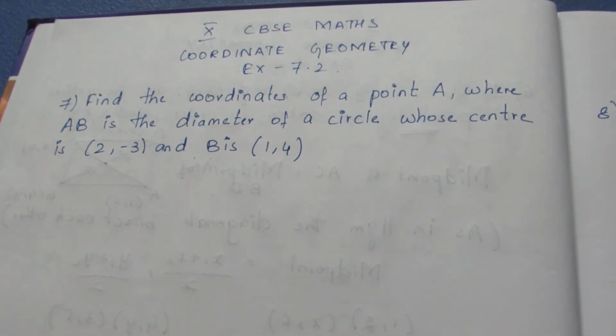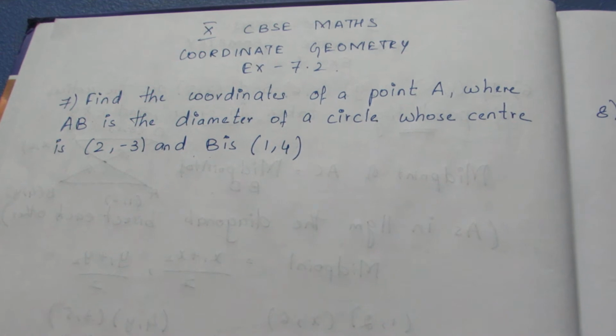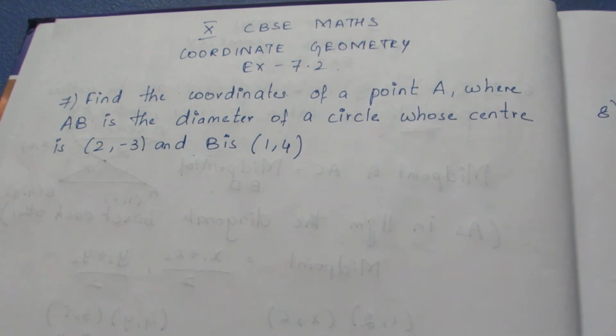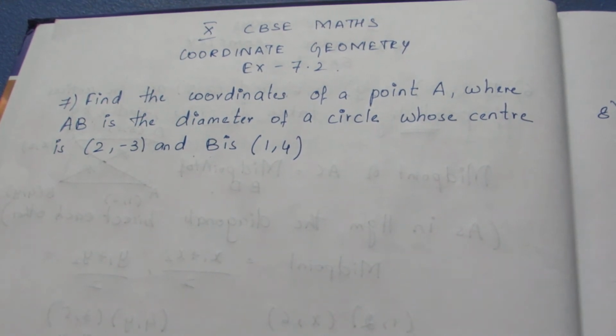Today we are going to see 10 CBSE Maths Coordinate Geometry Exercise 7.27 sum. Let's see the question. Find the coordinates of a point A where AB is the diameter of a circle whose center is (2, -3). So they have given the center to be (2, -3) and B is (1, 4).